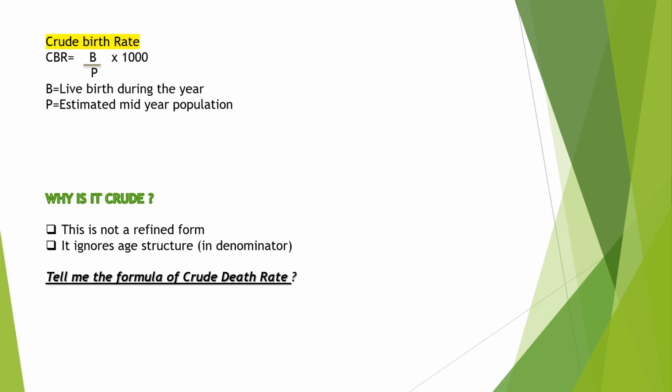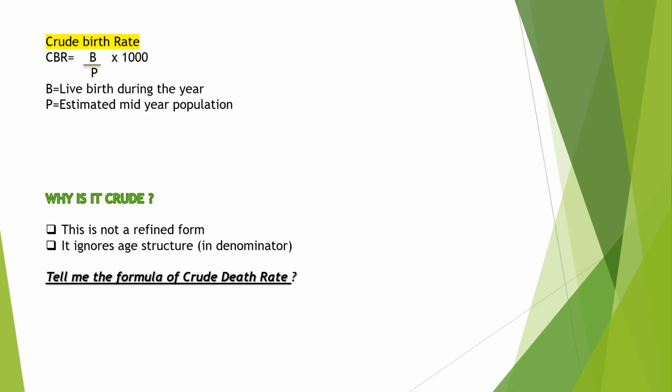Next, another new term, crude birth rate. This type of conceptual question is generally asked for 2 marks, very much important. So CBR, crude birth rate, what is the formula? B divided by P into 1000. B means live births during that particular year, P means estimated mid-year population. So here you have to fix the year. Suppose the year is 2001. Then live births during the year 2001, divided by estimated mid-year population in 2001, into 1000.